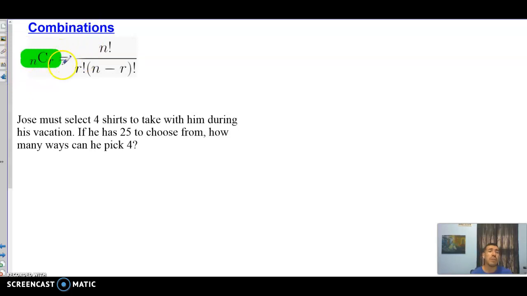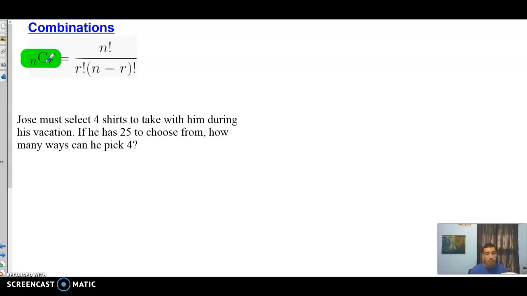Okay, and what does the formula mean? What does the N, what does the R mean? This means that this is a combination of N total items, choosing R items at a time, or selecting R at a time. Okay, so after I explain this example, you're going to comprehend what that means. You will understand, I'm sure.